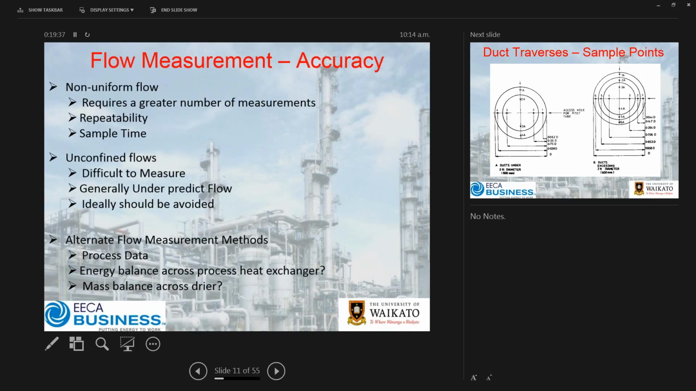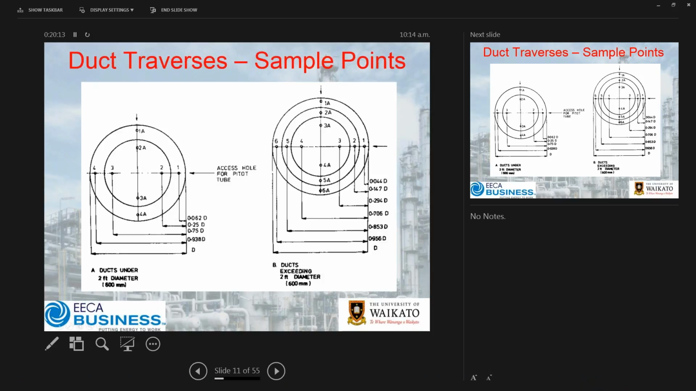Now, similarly with unconfined flows, once again, you will generally under-predict the flow, and you want to avoid that sort of measurement. If it's the only way you can get a measurement, you've got to realize that you need to put a significant error bar on your measurements. Okay, now that being said, you might be better placed to look at some alternative flow measurement methods, and that's back to process data, energy balances across heat exchangers. It could be a mass balance across a dryer, say, for example, a water evaporation test or something along those lines.